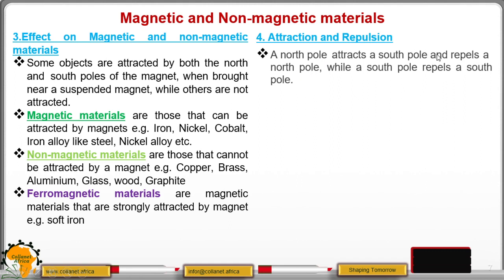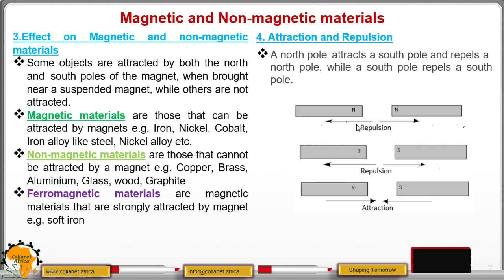So a north pole and another north pole, we call them like poles. Also, the same will apply when you are using a south pole. So a south pole will repel a south pole, and a south pole will attract a north pole, as shown in this diagram. So in our first case, we have a north and a north. There is a repulsion. The second one, we have a south and a south pole. There is a repulsion. Then we have north and south, or what we are calling unlike poles, and there is attraction. So that is the attraction and repulsion property of a magnet.